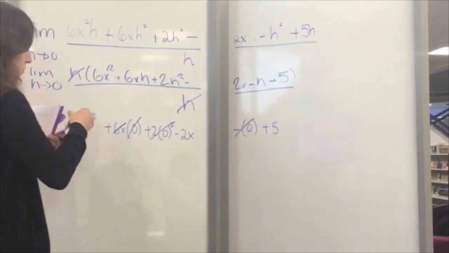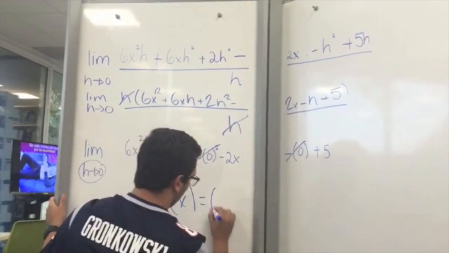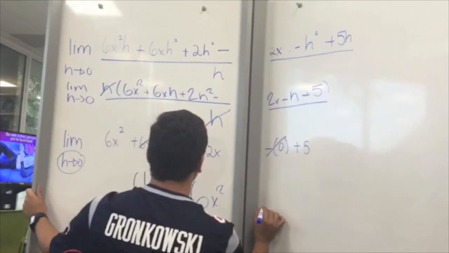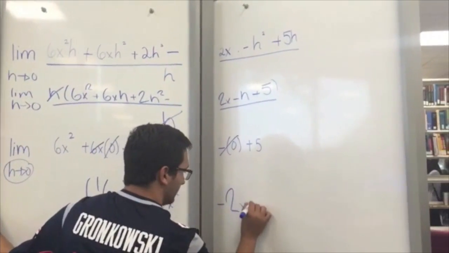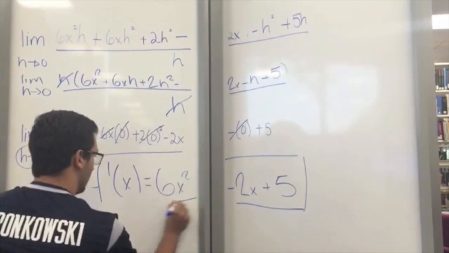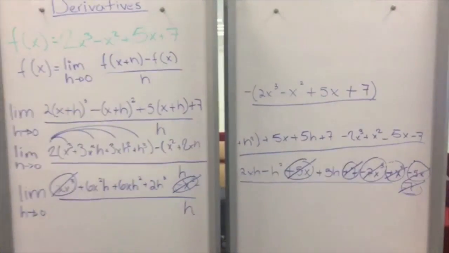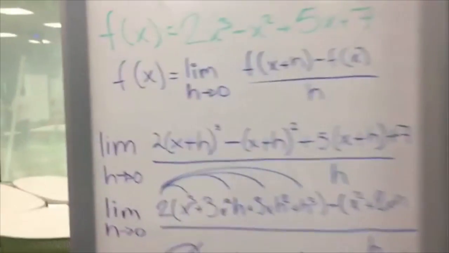Now that we cancel, we are going to rewrite the function with the numbers we have left, and that will be our final function. So we put f prime because it's a derivative and the derivative uses prime. And then our final function is f prime equals 6x squared minus 2x plus 5.